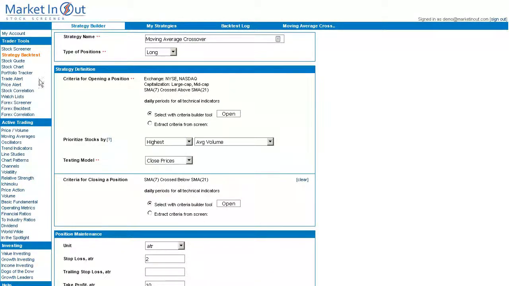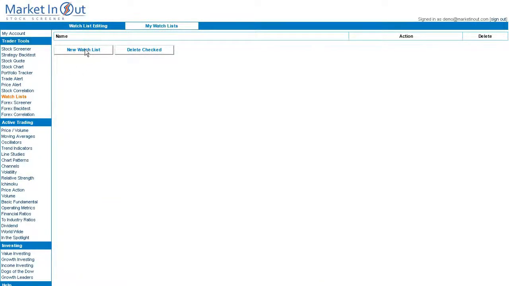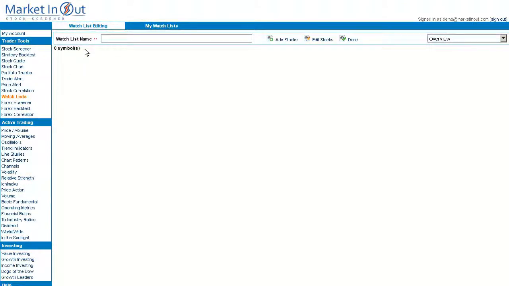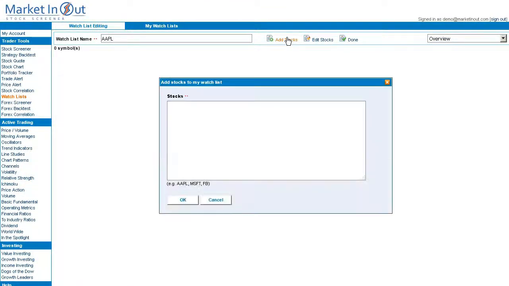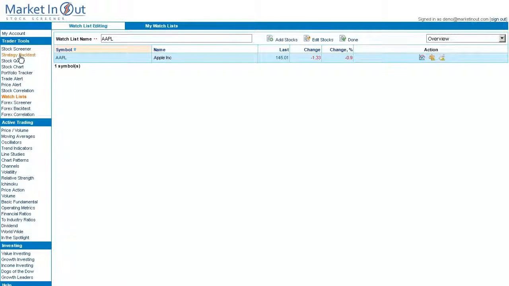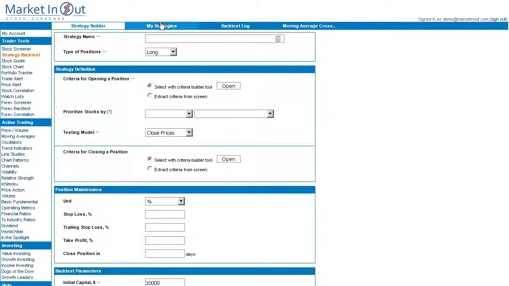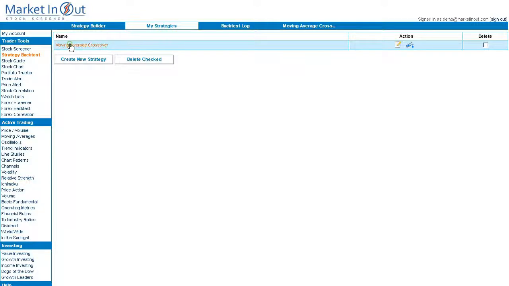First, we need to create the custom list of stocks. So we will go to the Watchlists tool and click on the New Watchlist button. Let's give the list a name first. Since I'm going to add only one stock, Apple, I'll name it Apple. Then I click on the Add Stocks button and type the Apple ticker. Now I hit OK to save the watchlist and go to the My Strategies page, where I can return to the Moving Average Crossover strategy editing.